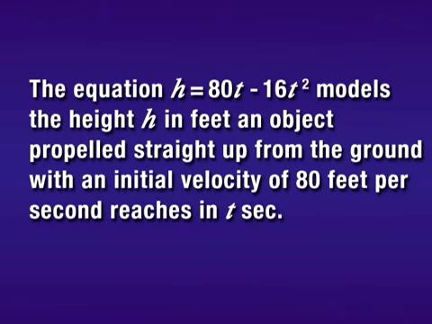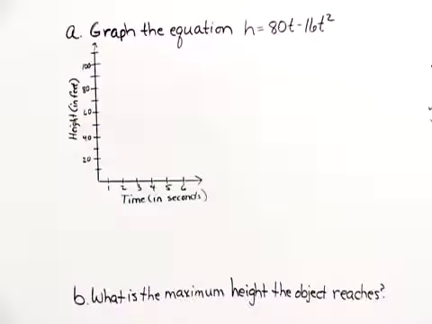The equation h equals 80t minus 16t squared models the height h in feet an object propelled straight up from the ground with an initial velocity of 80 feet per second reaches in t seconds. A. Graph the equation h equals 80t minus 16t squared. B. What is the maximum height the object reaches?